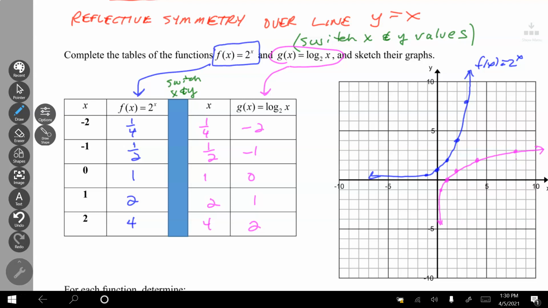And this graph kind of looks like this. This graph in pink is g of x equals log base 2 of x. And if you can see, they are inverses of each other. And even better yet, I could draw this diagonal line. Here's the diagonal line, y equals x, and you can see they are mirror images over that diagonal line. And this is what happens.